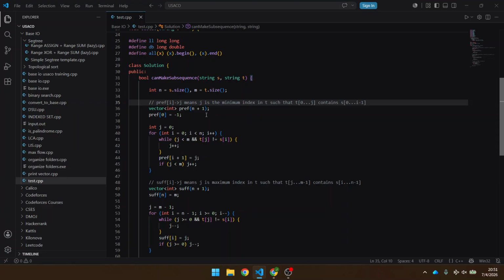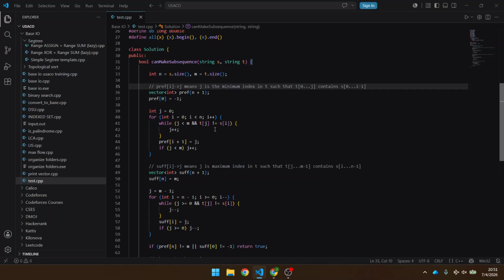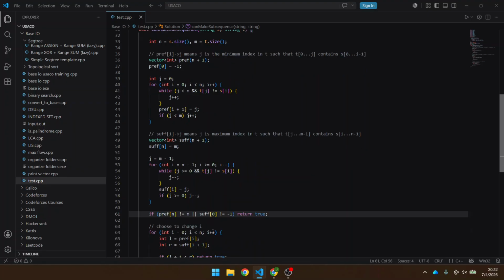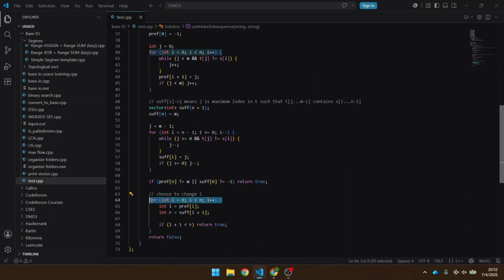First of all, if we don't need any operations, that means pref n is not equal to m, where I set m equals impossible, and over here -1 is impossible. So if pref n is not equal to m, or pref sub 0 is not equal to -1, return true instantly. Otherwise, we have to change an index, right?